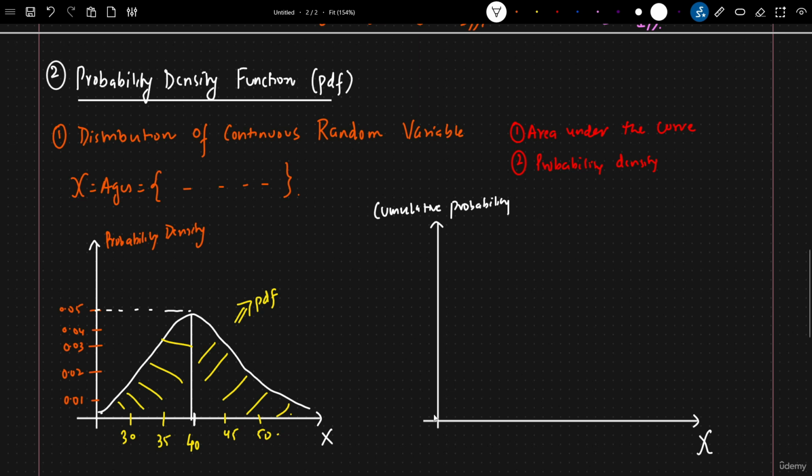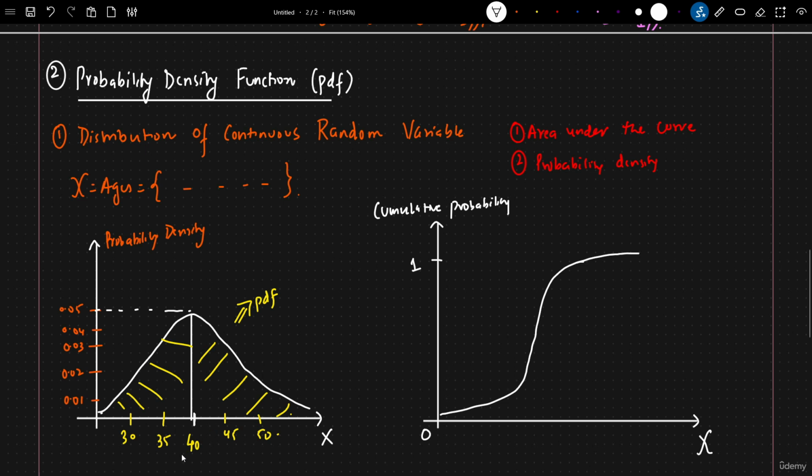Again, remember, this cumulative probability ranges between 0 and 1, because it cannot be more than 1. Whenever we talk about probability, it is 0 to 1. And this cumulative probability usually takes an S shape. Now, what does this basically mean?